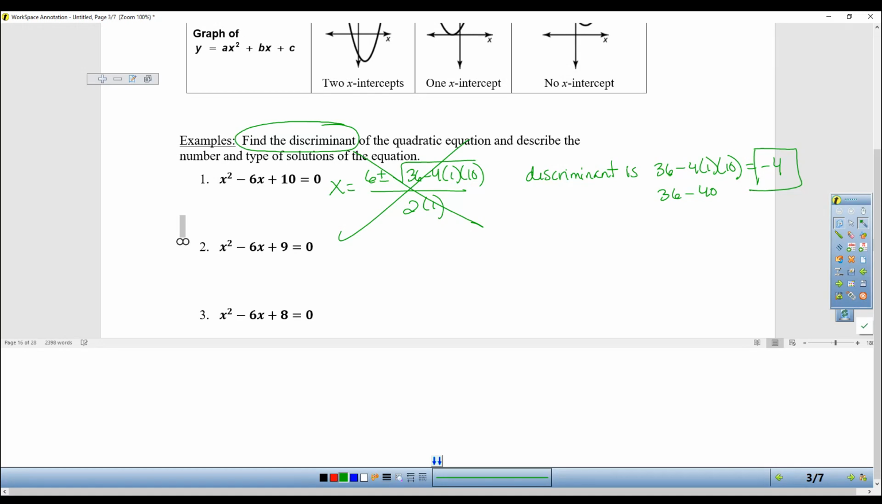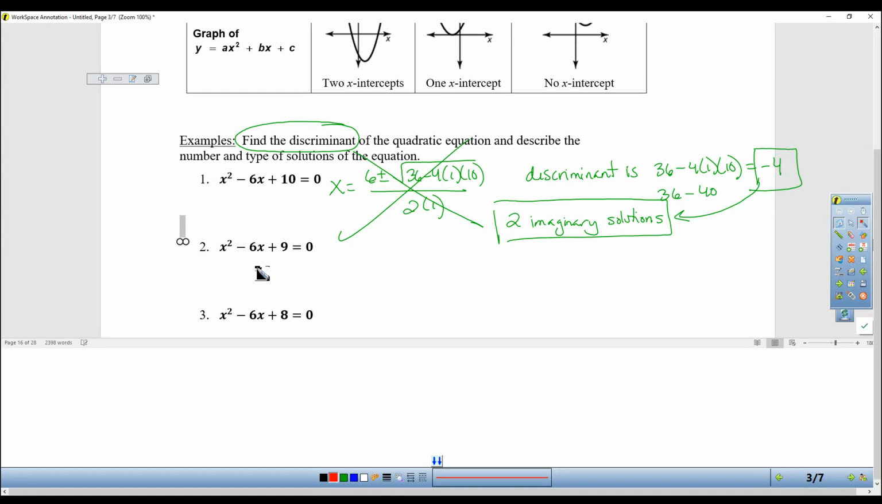But what does that mean? Well, it means that you would have had a negative under the radical, which means this doesn't cross the x-axis. So there are two imaginary solutions. That's what that negative 4 tells us, that there would have been a negative 4 under the radical.